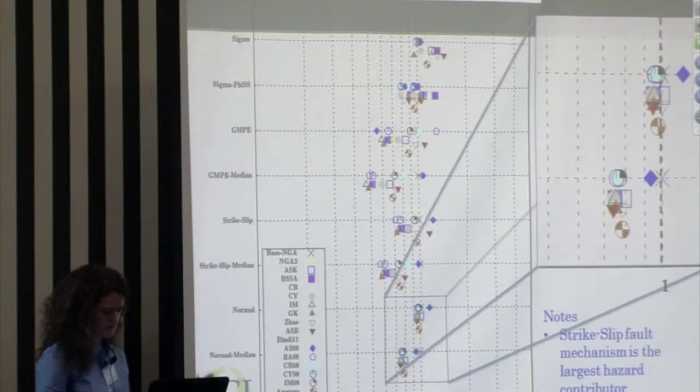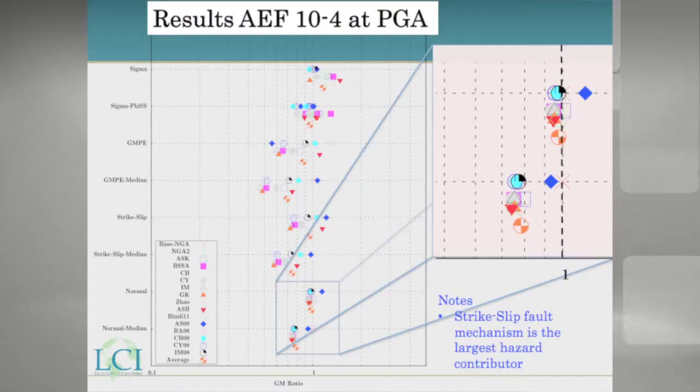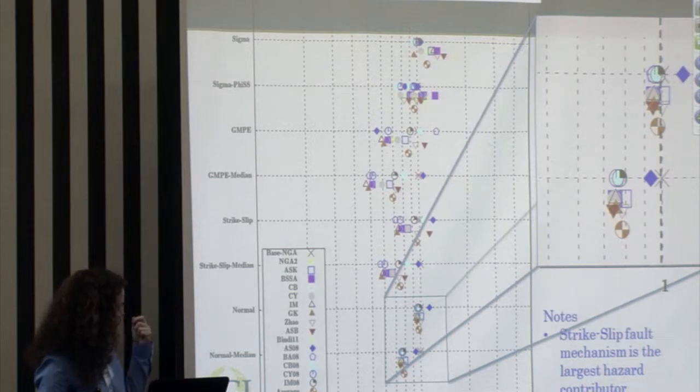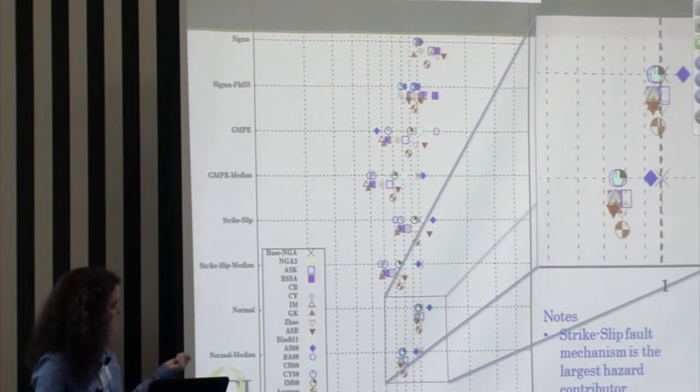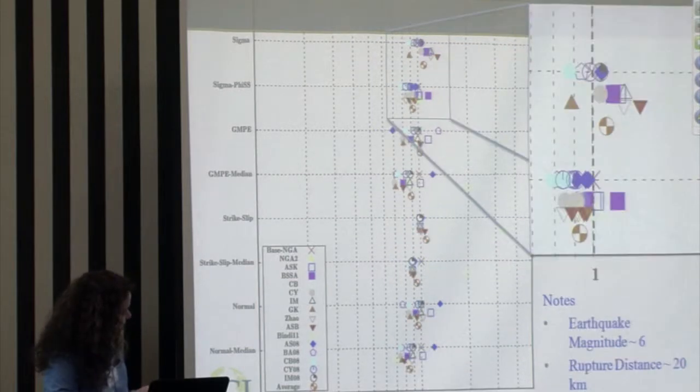For normal faults, here is the tornado plot. So this is what I was wanting to point out about why it's tricky to interpret the tornado plots: for normal faults at 10 to the minus 4, it's not a huge contributor to the hazard. So most of it's from strike slips.